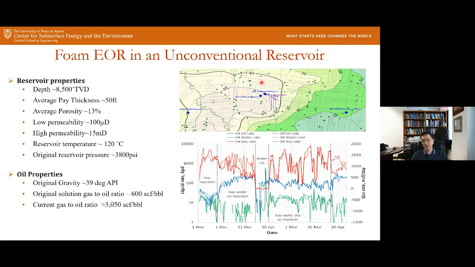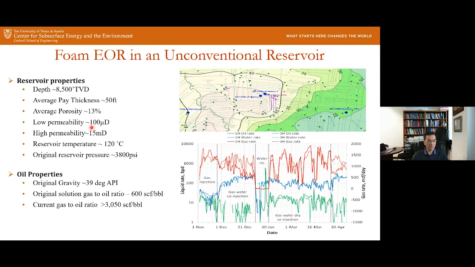So the pilot was carried out, implemented in a horizontal well pattern that involved three horizontal wells. So the injector is in the middle and sandwiched between the two parallel producers, 3H and 5H. You can see it's a little bit tiny here, but this is the horizontal well path that we did the foam injection.